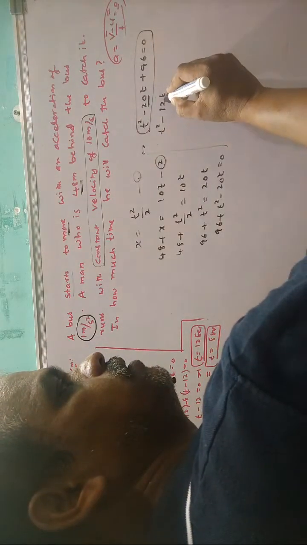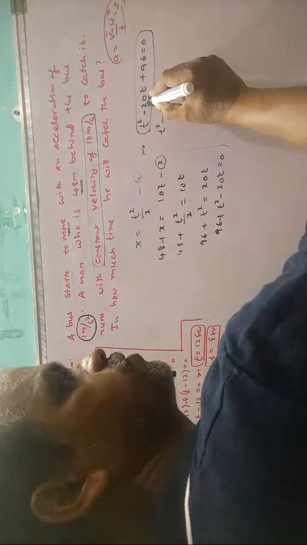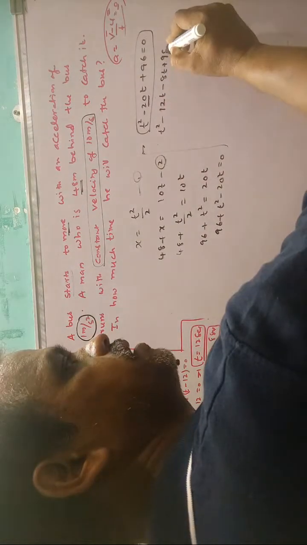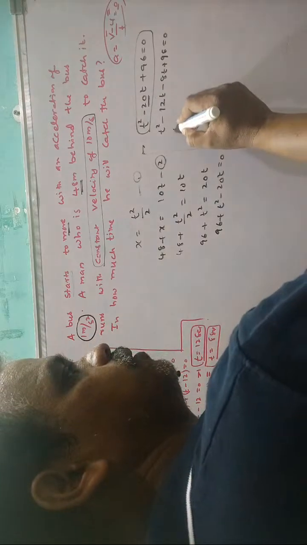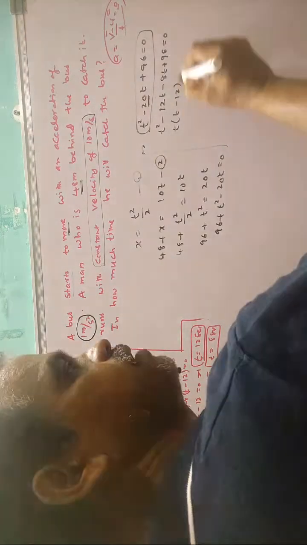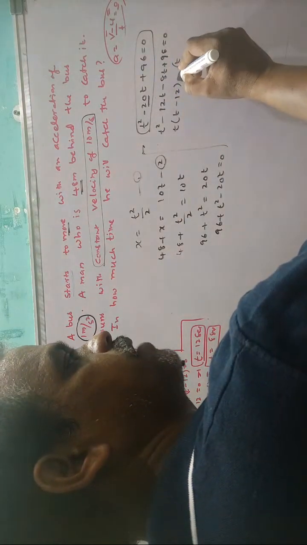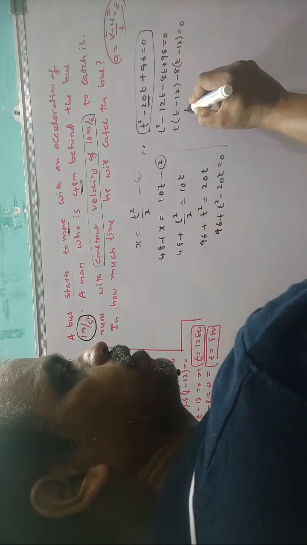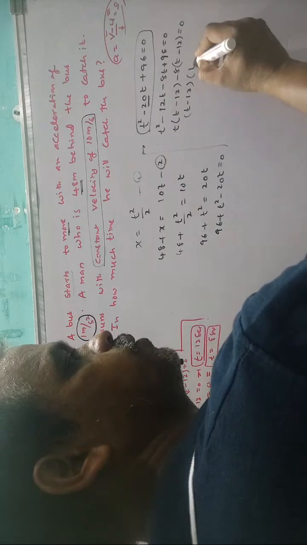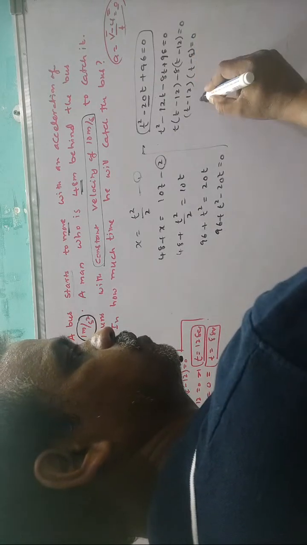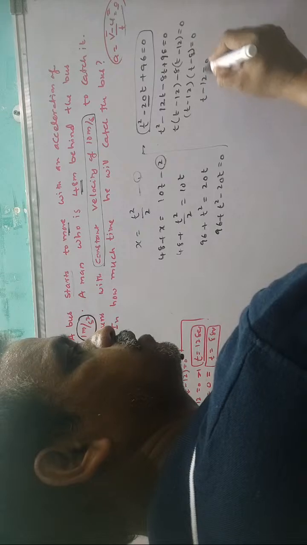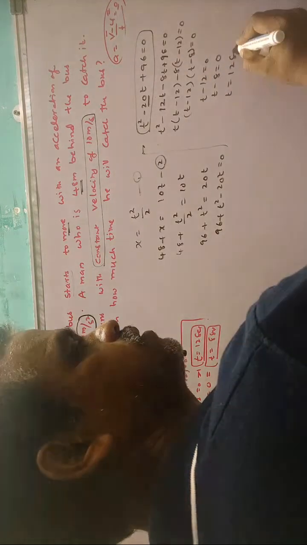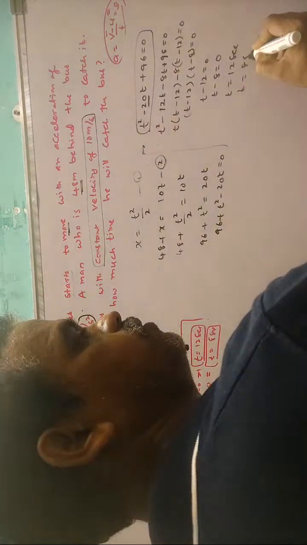So we can solve for t. Minus 20t we can write as minus 12t minus 8t plus 96 equals 0. Taking t common, t minus 12, and taking minus 8 common, t minus 12 equals 0. So t minus 12 into t minus 8 equals 0. t minus 12 equals 0, t minus 8 equals 0. t equals 12 seconds, t equals 8 seconds.